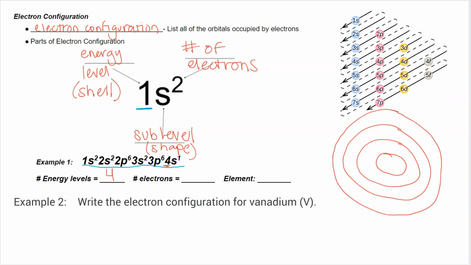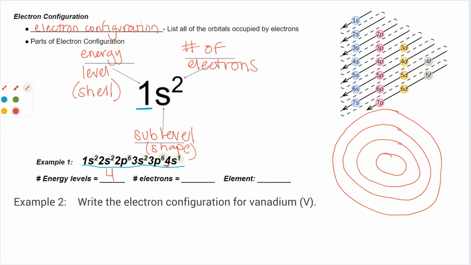Okay, next what we want to figure out is how many total electrons there are. And we'll do this by looking at all the superscripts. So what we need to do is take all the superscripts. So we have 2, 2, 6, 2, 6, 1. And we need to add all those up to figure out the total number of electrons in this particular configuration. So go ahead and do that. Add those up and figure out the total number of electrons and type that into the chat for me.